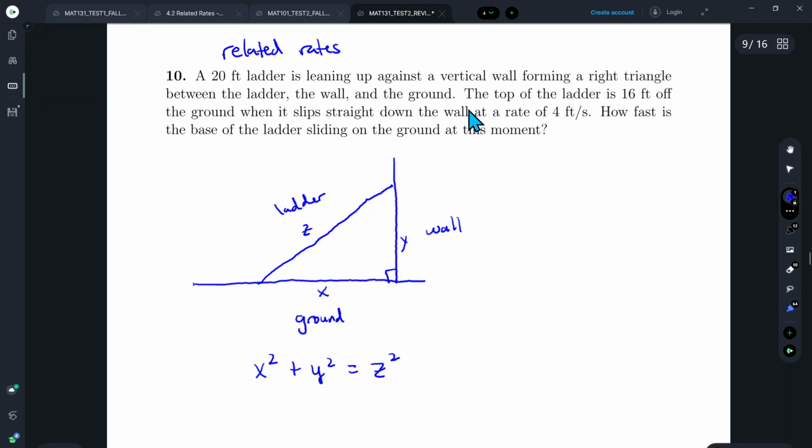Okay, so it says the top of the ladder is 16 feet off of the ground when it slips straight down the wall at a rate of 4 feet per second. So how fast is the base of the ladder sliding on the ground at this moment? Okay, so let's identify some variables, right? The ladder is 20 feet, so that's z. It says the top of the ladder is 16 feet off the ground, so that's referring to this distance here, so y is 16.